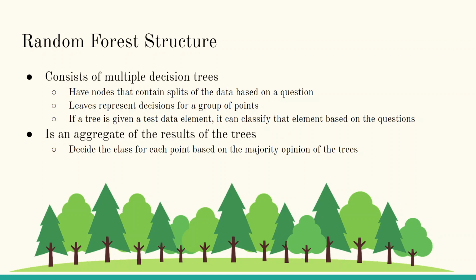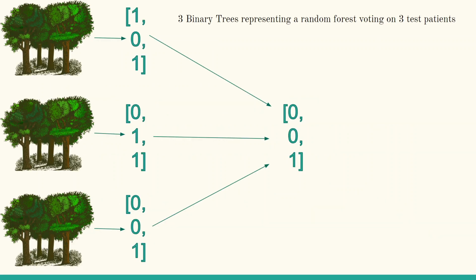So it takes all of the decisions that each decision tree made, it adds them up, and then decides which class it is based on the majority. Here's an example. We have 3 decision trees on the left, 101, 011, 001, and then the random forest would output a 001 because for each test element, it would take the majority.